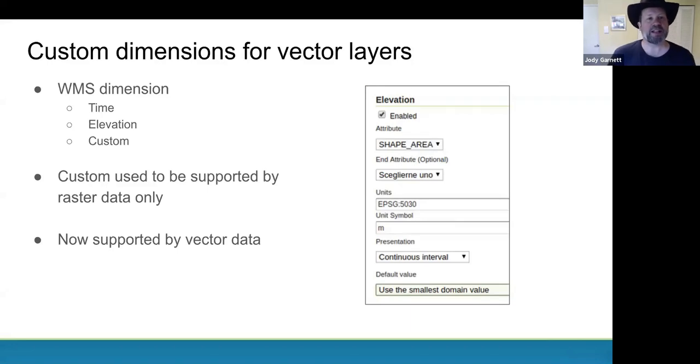Another new addition here is the ability to add custom dimensions for vector layers. So we're used to the vector layers supporting things like time and elevation, but now you can also map custom dimension ranges. This used to be something that was only supported for raster data, and with this release of GeoServer, you can now do that for vector data as well.